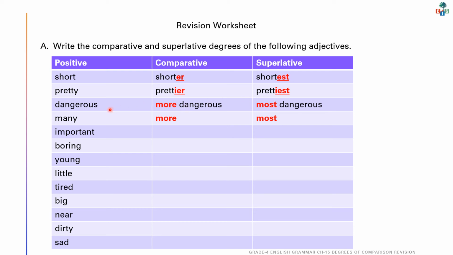Yes, children. Here, the word is long. A 3-syllable word is there. So, what you have to do? You have to add more and most to form comparative and superlative degrees. Dangerous, more dangerous, most dangerous. Many, more, most. So, like this, try to form the comparative and superlative degrees of these adjectives.